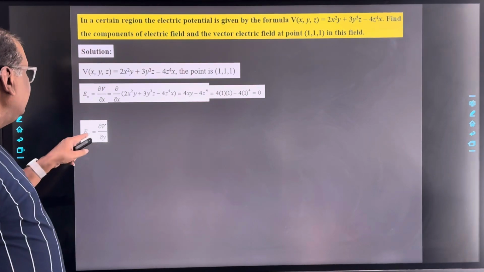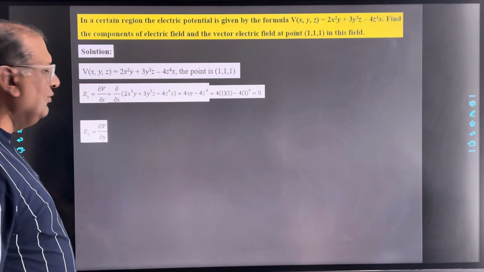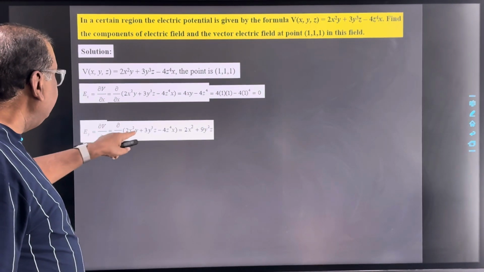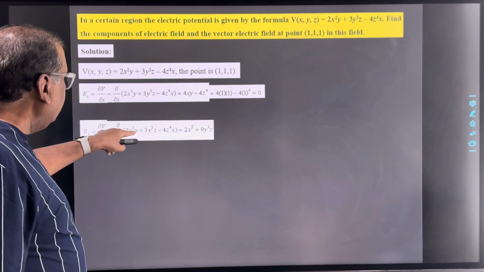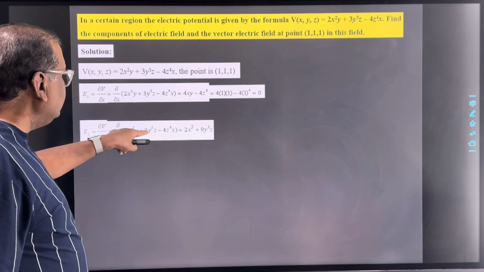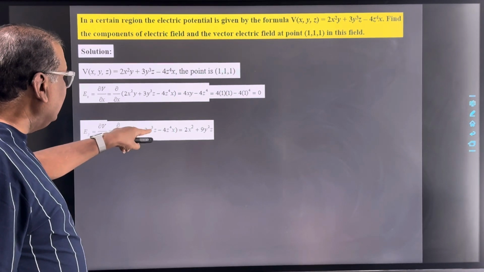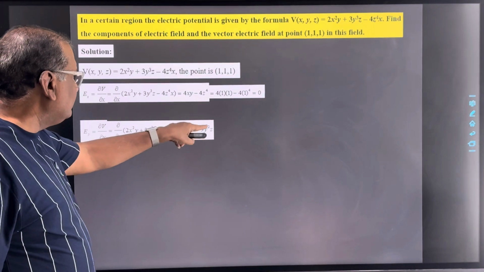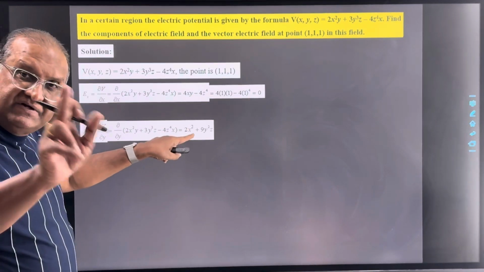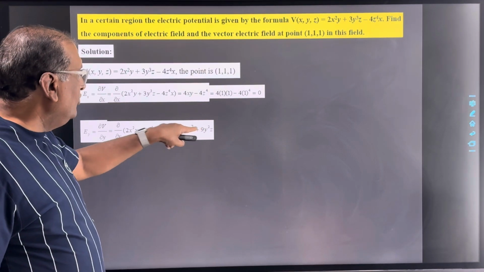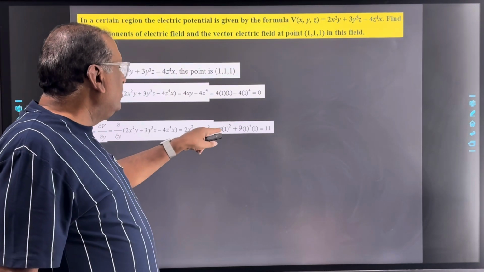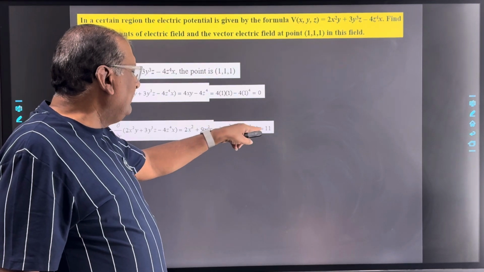Then Ey is equal to minus del V by del y. Differentiate with respect to y. Substitute the value of V. The differentiation of y in the first term is 1, so the first term is 2x squared. The differentiation of y cubed is 3y squared, so 3 into 3, 9y squared z. Here in the last term there is no y, so it is treated as a constant term and its differentiation is 0. Now substitute the values of x, y, z, the coordinates (1, 1, 1). So you will get 2 into 1 squared plus 9 into 1 squared into 1, equal to 11.